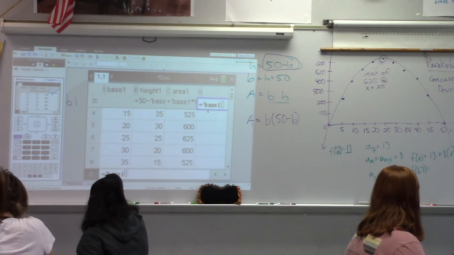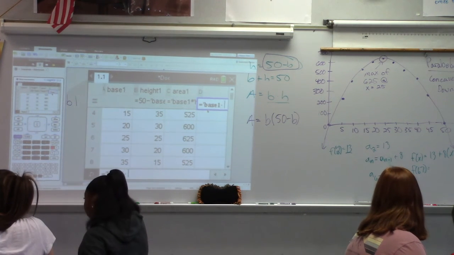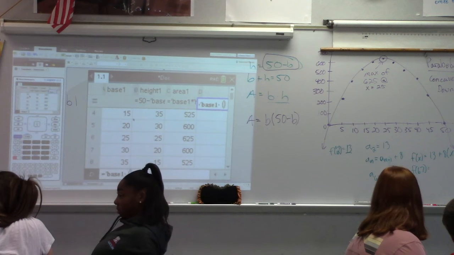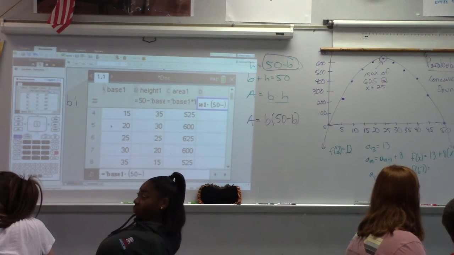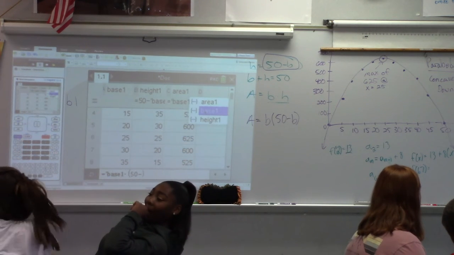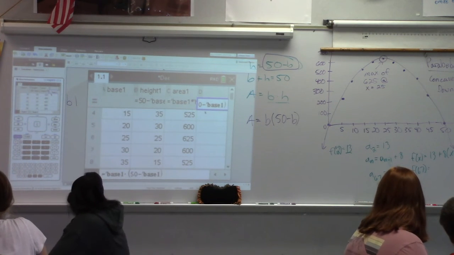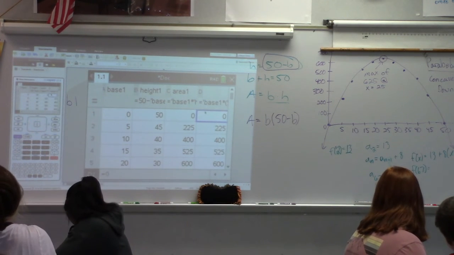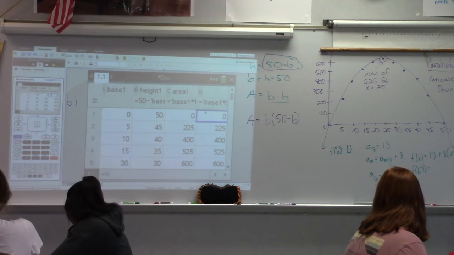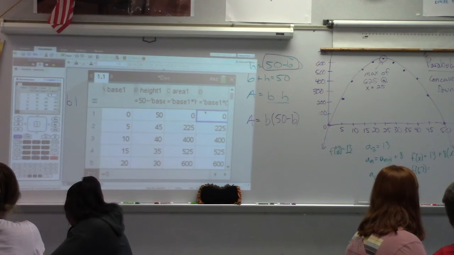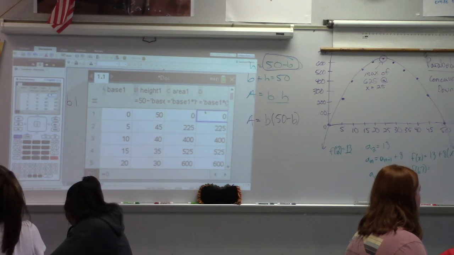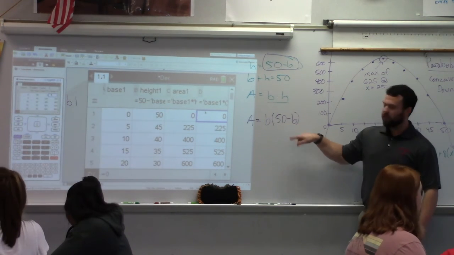Now I'm going to put parentheses, or times parentheses, and I'm going to do 50 minus the base. Should I get the same values or different values? Let's find out. Did it give me the same values? Yes? Amari, you mentioned something a second ago that we could do what now?